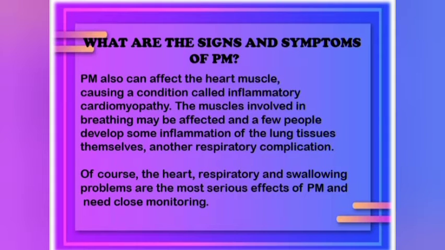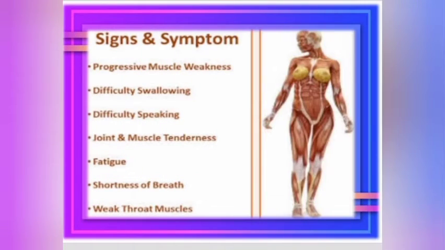What are the signs and symptoms of polymyositis or PM? Polymyositis also can affect the heart muscle, causing a condition called inflammatory cardiomyopathy. The muscles involved in breathing may be affected, and a few people develop some inflammation of the lung tissues themselves. Another respiratory complication. Of course, the heart, respiratory, and swallowing problems are the most serious effects of polymyositis and need close monitoring.